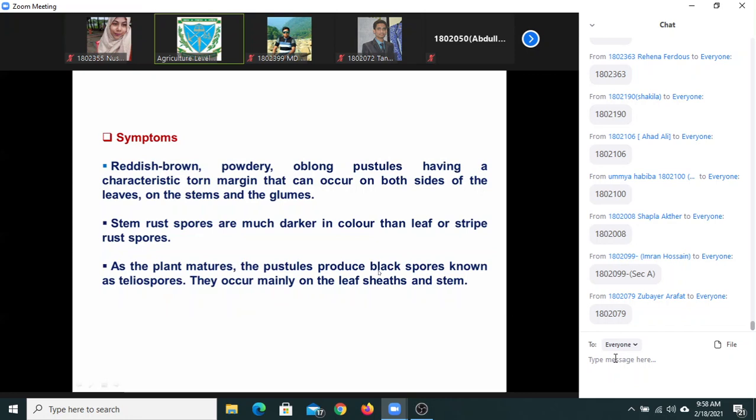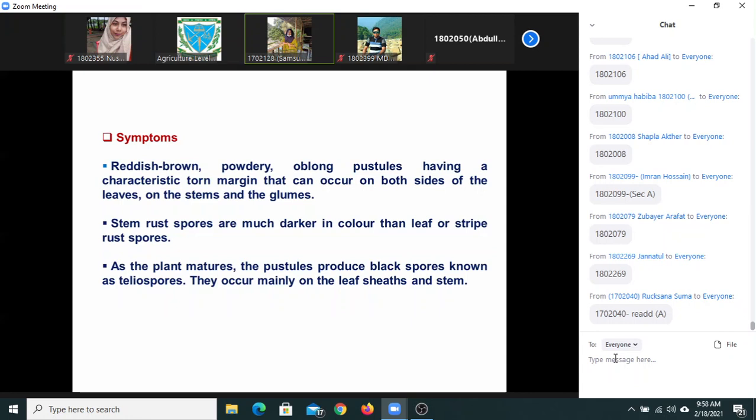কেউ যদি তোমাকে জিজ্ঞাসা করে যে আর্লি স্টেজে আমি রেডিশ ব্রাউন দেখতেছি, লেটার স্টেজে ব্ল্যাক হয়ে যাচ্ছে কেন? Who can say? I have only 3 minutes, so please. So teliospore produce due to production of teliospore in the later stage.